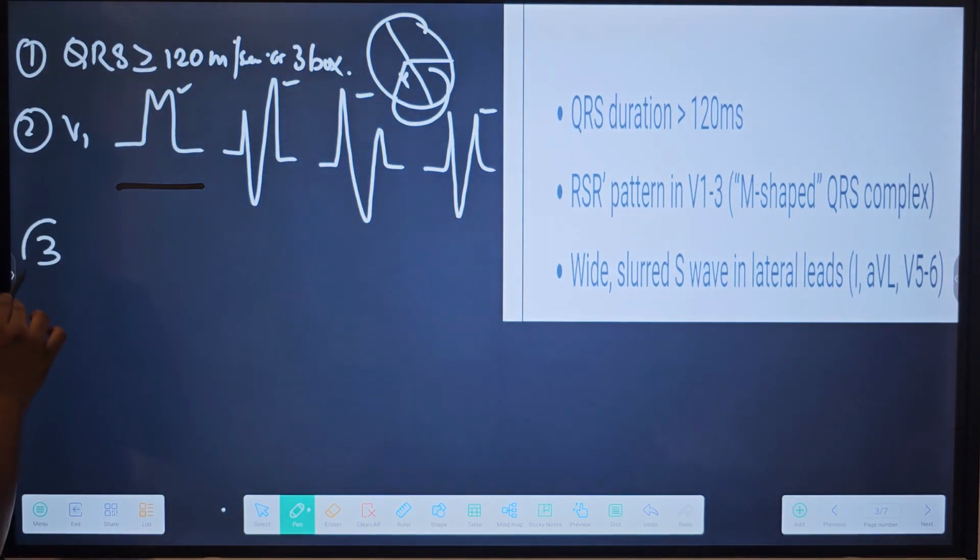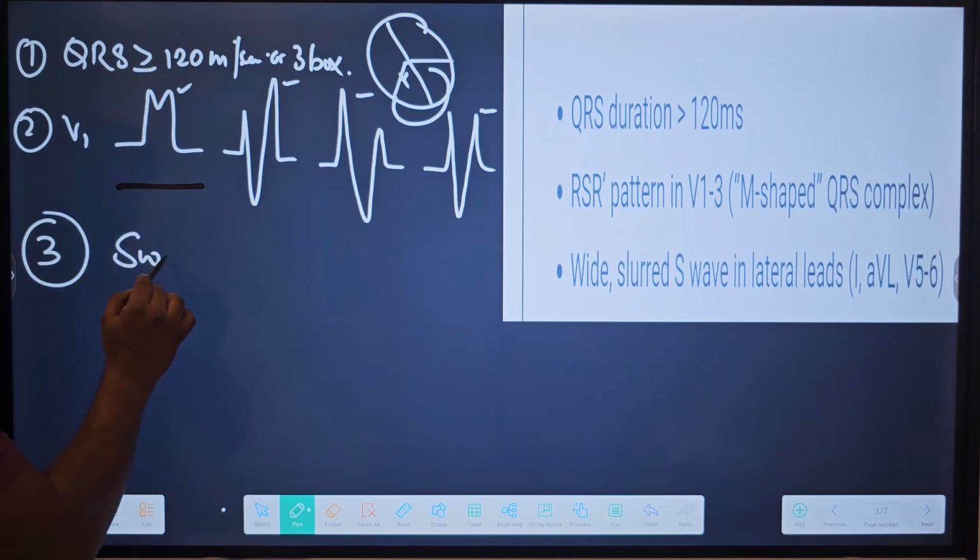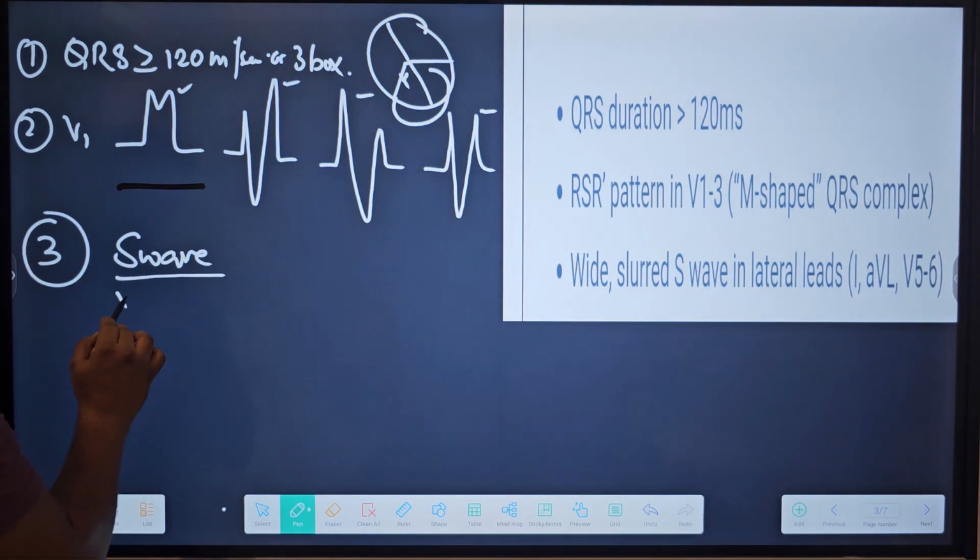Third, S wave. What is the cause of the S wave in V5 and V6?